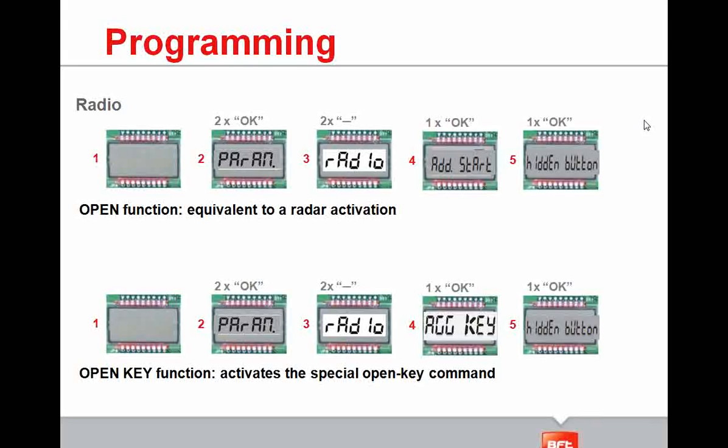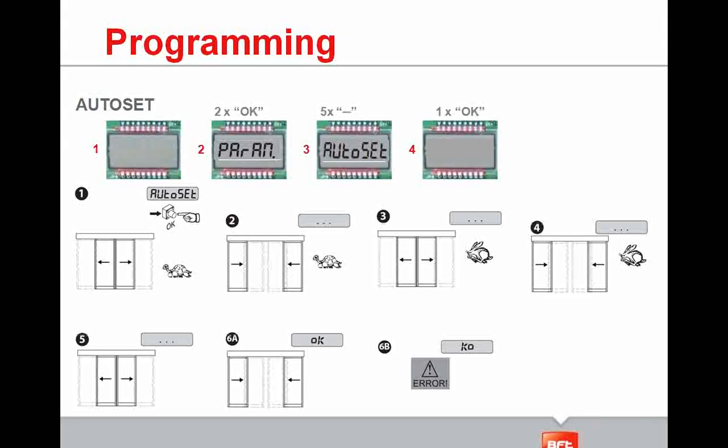Here is a slide where it's described how to program the radio controller, the remote controller, sorry. Here you can insert a start, otherwise you can insert an open key. What is the difference? Start is like the activation made by the radar. So if the door can open and close, you give a start, the door opens. Open key is like using the key. So also if the radar is not active, by the open key you can open the door.